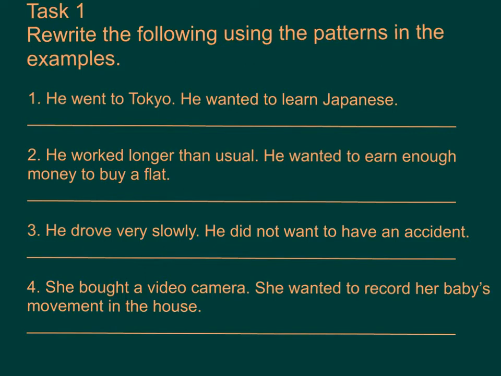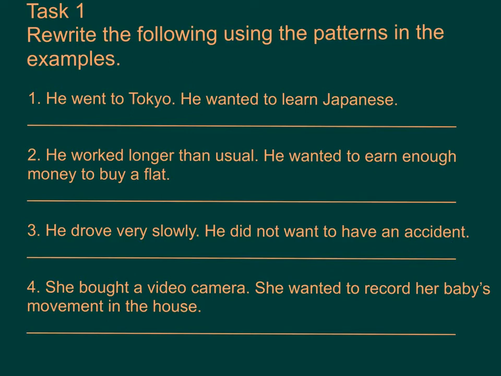Task 1. We write the following using the patterns in the examples. Number 1. He went to Tokyo. He wanted to learn Japanese. Number 2. He worked longer than usual. He wanted to earn enough money to buy a flat. Number 3. He drove very slowly. He did not want to have an accident.